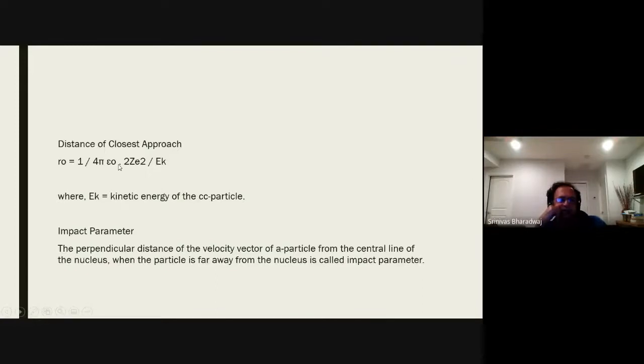Therefore, the perpendicular distance of the velocity vector of an alpha particle from the central line of the nucleus is the impact parameter. When the particle is far away from the nucleus, this is called the impact parameter. So it comes in wide. What causes it to bend like that and go? That is what they were looking at.